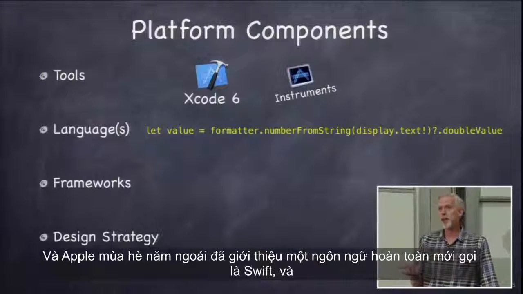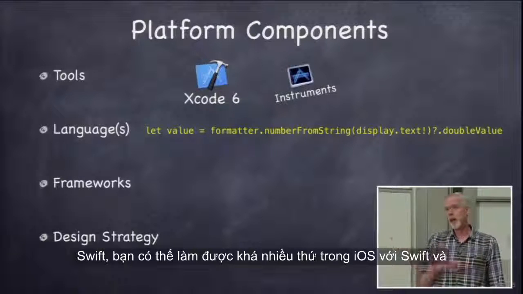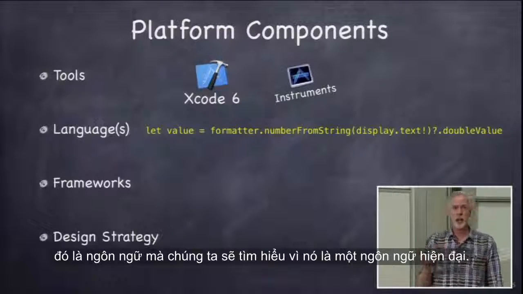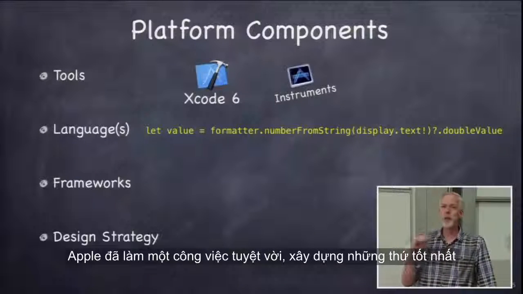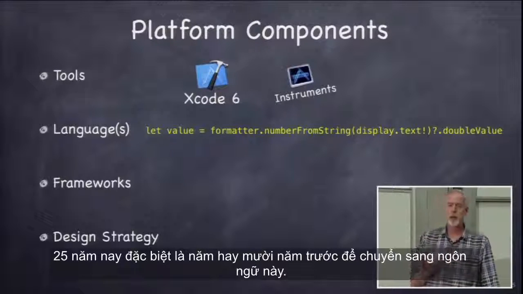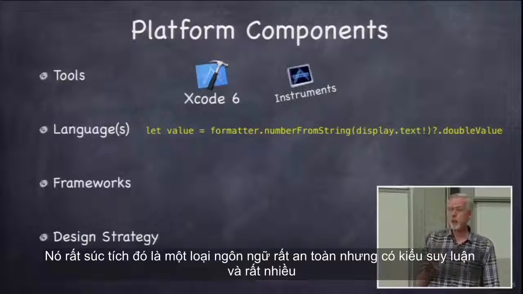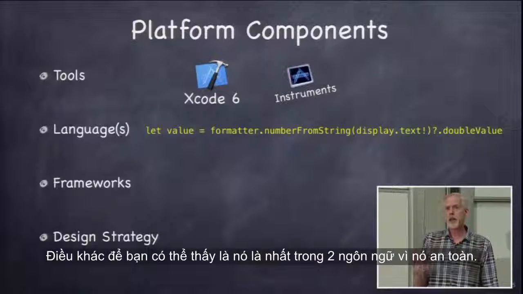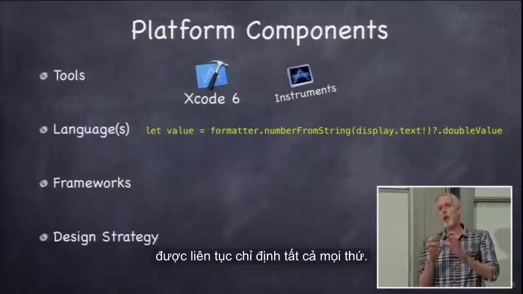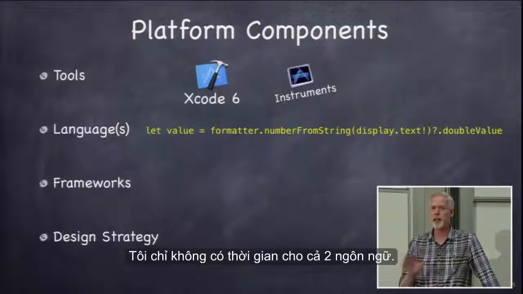And so Apple last summer introduced a completely new language called Swift. And with Swift, you can do pretty much everything in iOS, and that's the language we're going to learn because it's a modern language. Apple did a great job of building all the best stuff of all the languages that have been invented over the last 25 years, but especially the last probably 5 or 10 years, into this language. It's very concise. It's a very type-safe language, but has type inference and a lot of things that give you the best of both worlds of having type safety and not having to be constantly over-specifying everything. So we're going to go Swift only. I'm not even going to really talk about Objective-C. I just don't have time to do both languages.